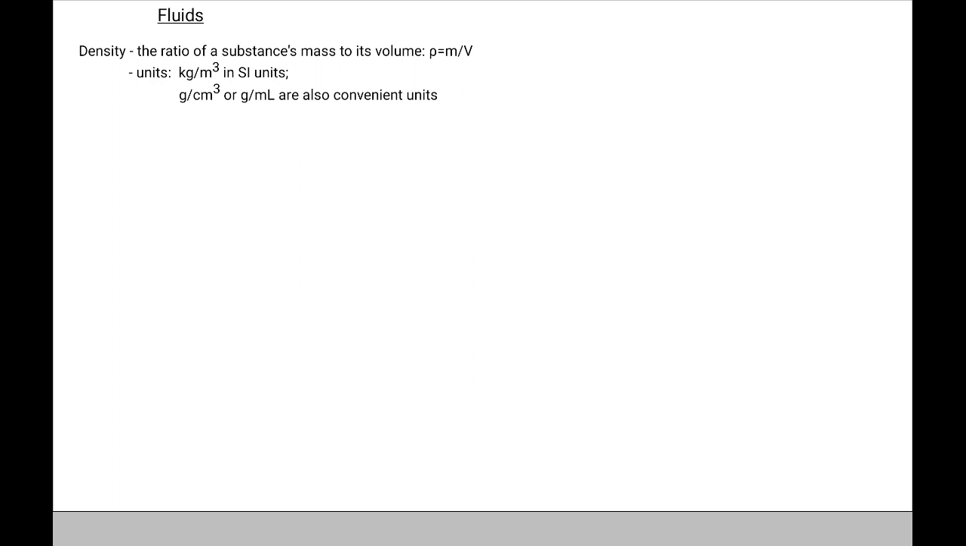And the reason for this convenient unit is that the density of water at 1 atmosphere and 4 degrees Celsius is 1 gram per cubic centimeter. So that's why a gram per cubic centimeter would be a convenient unit for density.